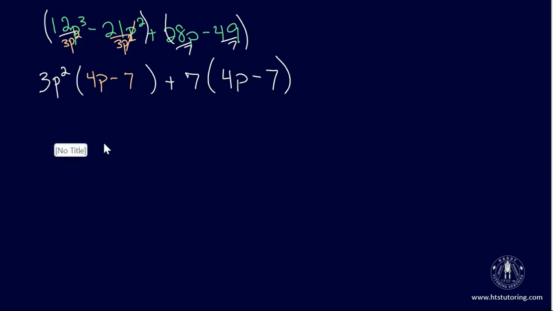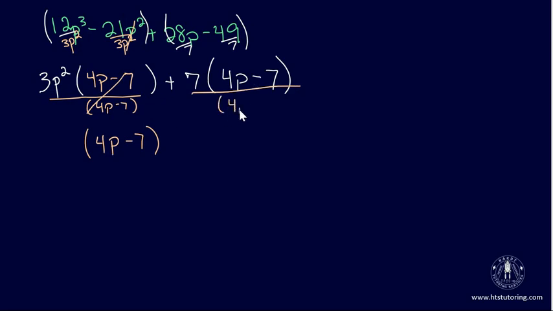So if we do that, we'll have 4p minus 7. If I divide each of these terms by 4p minus 7, that cancels out, and that cancels out. And so what am I left with? Well, I'm just left with 3p squared plus 7. So times 3p squared plus 7.